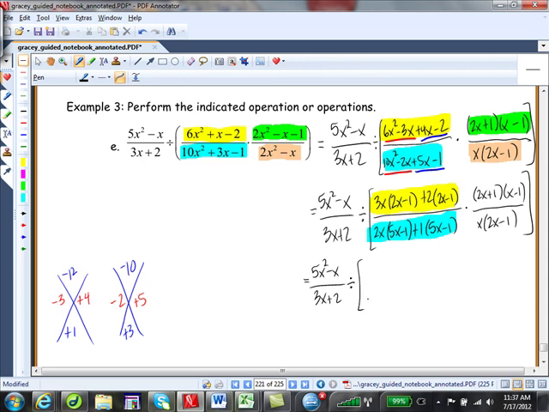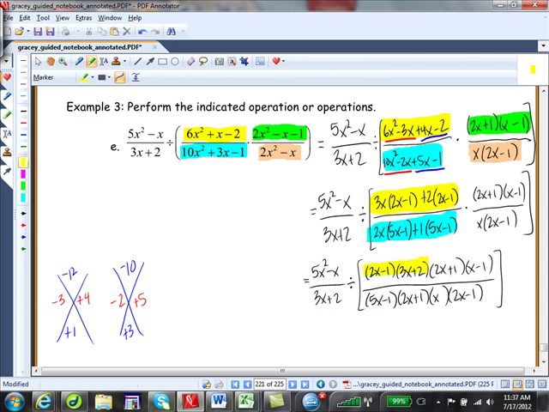Now we can make one happy fraction. If we factor out a 2x minus 1 from the yellow, we're left with 3x plus 2. And then we can multiply it to the 2x plus 1 and the x minus 1. It'll be all over 5x minus 1 times 2x plus 1 times x times 2x minus 1. So this is the completed factorization of the yellow and of the blue.